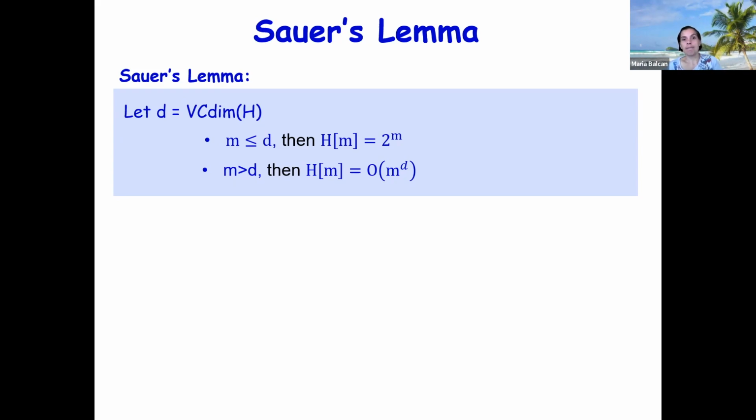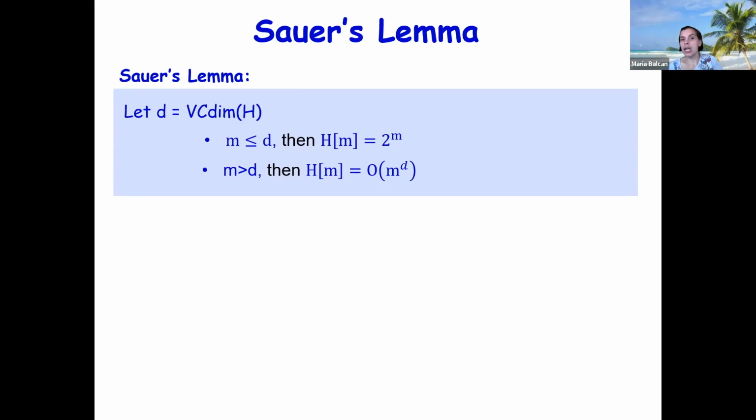So we can prove the following fact. If D is the VC dimension of the concept space H, then of course, by definition, for any number of samples M smaller than or equal to D, H of M is 2 to the M. This is just by definition, because the VC dimension is the cardinality of the largest set of points that can be shattered, that can be labeled in all possible ways.